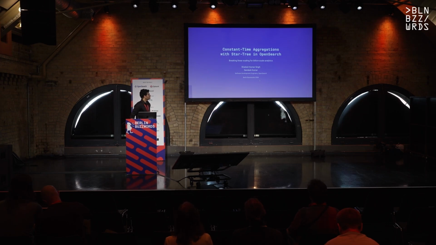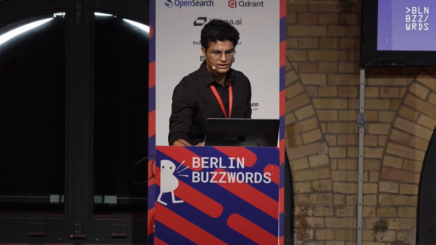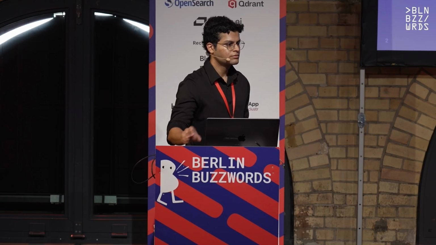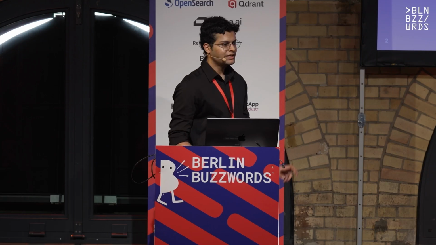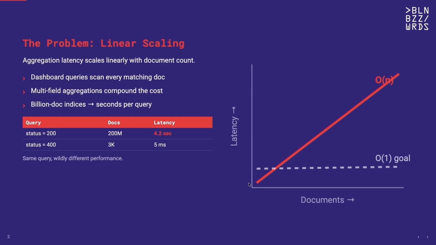And today I'm going to talk about constant time aggregations using something called a star tree index in OpenSearch. So yeah, let's begin. Let's first talk about the problem. The problem is that the aggregation latency scales linearly with document count. Dashboard queries scan every matching document, and the aggregation latency scales linearly with it. So the more documents that match, the slower the query will be.